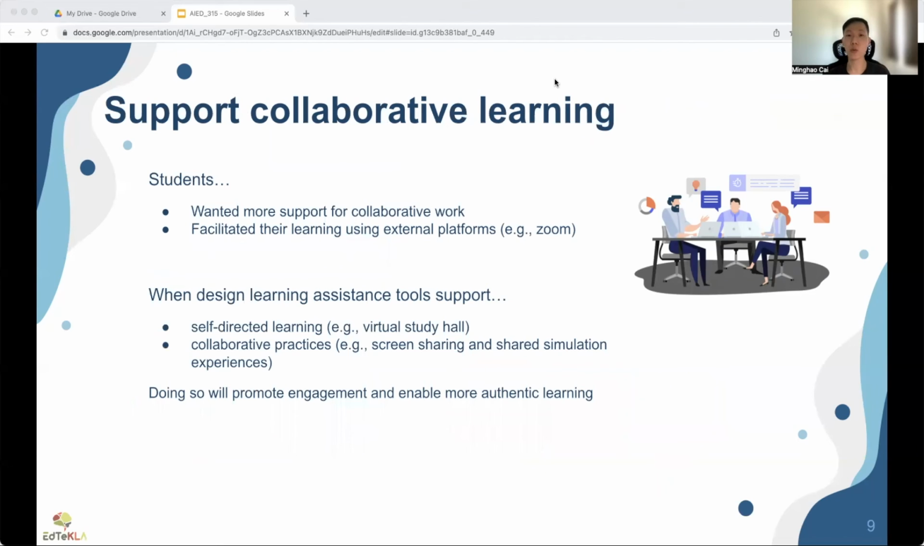The last suggestion is being aware of support for collaborative learning. Although most of these online learning activities were designed to be finished alone, students still requested more support for collaboration. They were not satisfied with the provided tools, and they even tried to facilitate learning with external resources like Zoom or Discord. That means when designing a system for self-directed learning, we should also consider the importance of collaborative practice as well. Doing so will promote engagement and enable more authentic learning.